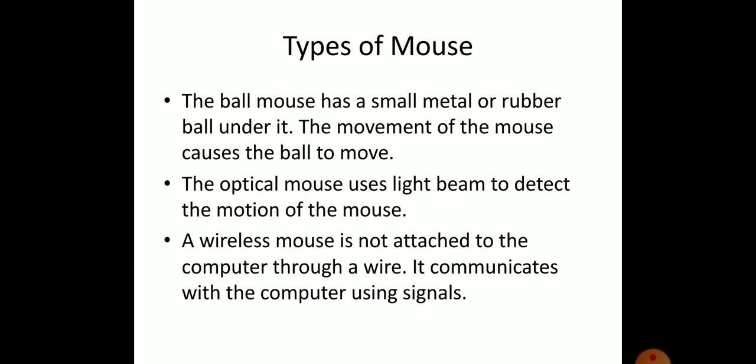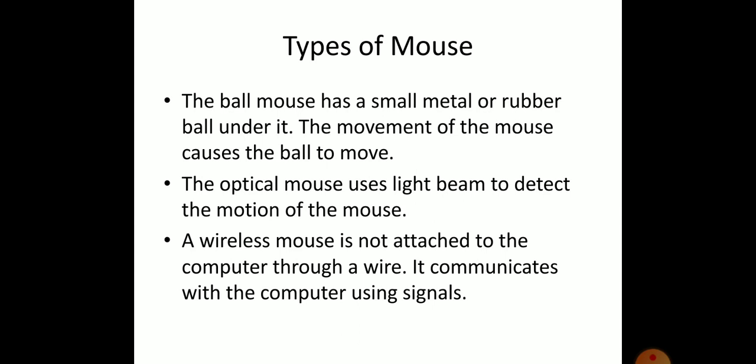Okay, next, the optical mouse. An optical mouse uses a light beam to detect the motion of the mouse. It contains a light beam in the mouse. Whenever you move the mouse, you will see the light, and that light beam detects the motion of the mouse.